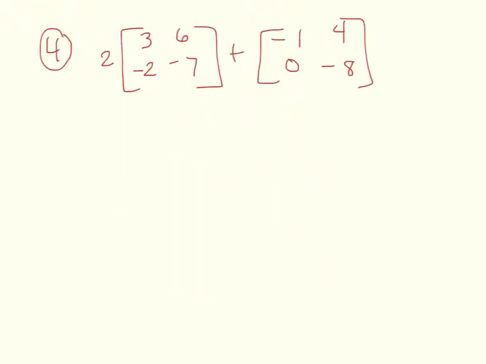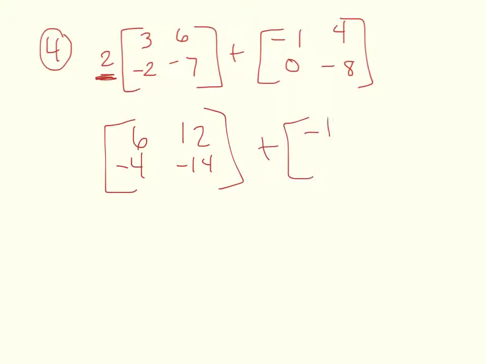And number 4, you're going to multiply and then add, so it's just like order of operations, you have to multiply first. So we're going to take 2 times everything in that first matrix. So we would get 6, 12, negative 4, negative 14. And then we're going to add the matrix negative 1, 0, 4, negative 8.